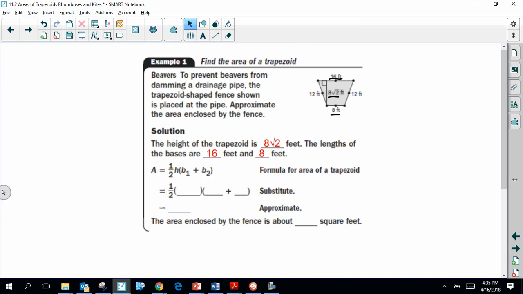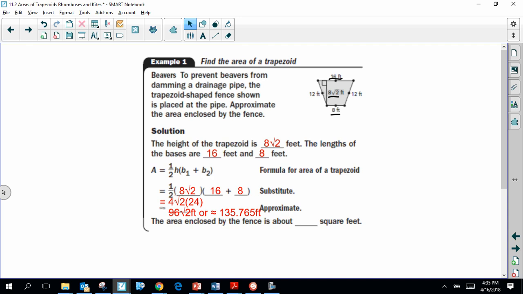Well, substituting those things into the formula for area of a trapezoid, the height is the perpendicular distance between the bases, so that's the 8 radical 2. The two bases are 8 and 16, so we plug those into the equation accordingly, and then we simplify it. Well, half of 8 radical 2 would be 4 radical 2, and the sum of 16 and 8 will be 24. So we get 4 radical 2 times 24. Well, 4 times 24 would give us actually 96 radical 2 as an exact answer for the area.